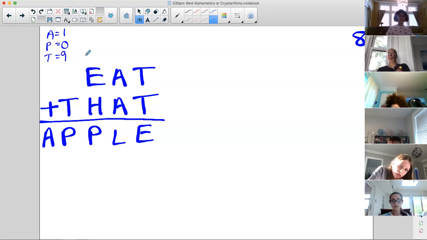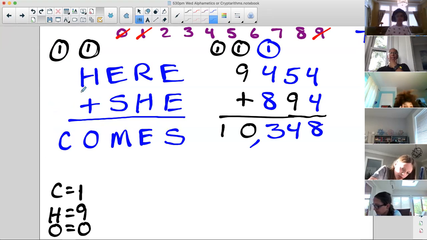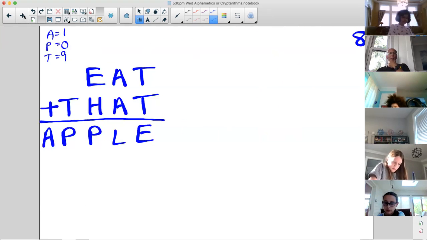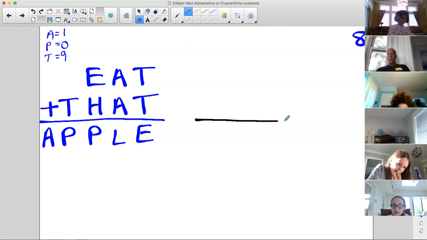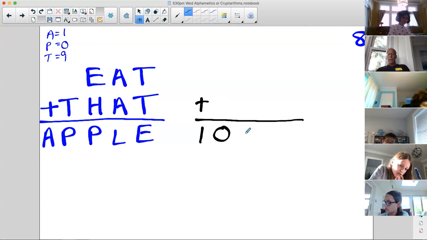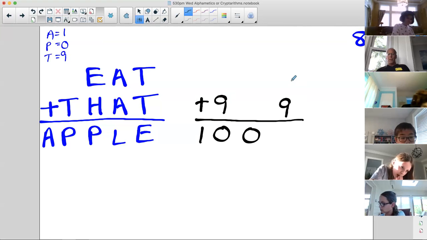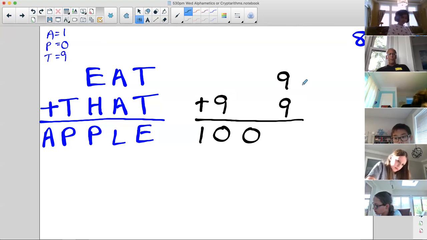Does everybody agree with that? Yep. And look at that. That's exactly the same as C, O, and H: 1, 0, and 9. Beautiful job. So get going, guys. Luke gave you a great jumping off point. I think this one may be a little bit easier because of all those reasons.